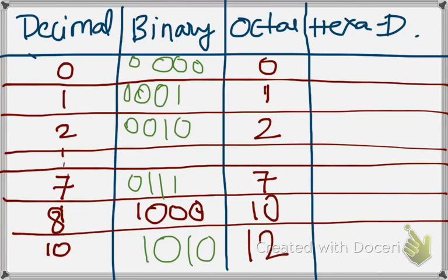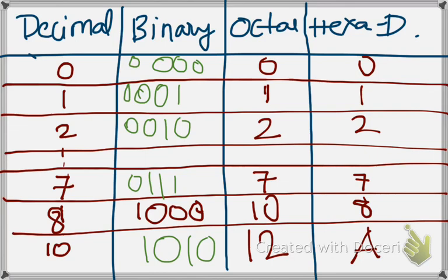So 10 in octal is going to be 12. And in hexadecimal, 0 is going to be 0, 1 is going to be 1, 2 is going to be 2, 7 is going to be 7, 8 is going to be 8. But 10, you don't have a 10 in a hexadecimal number. If you're saying that a 10 in decimal is 10 in hexa, it's no longer hexa. It's as good as the decimal number. So you're going to write A for 10.